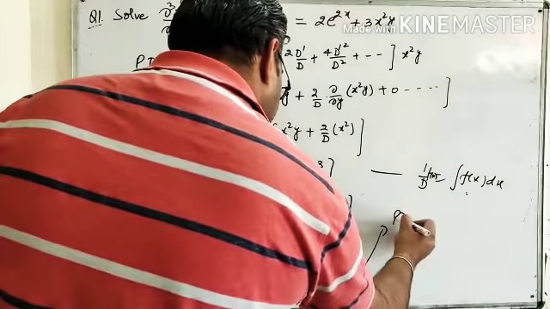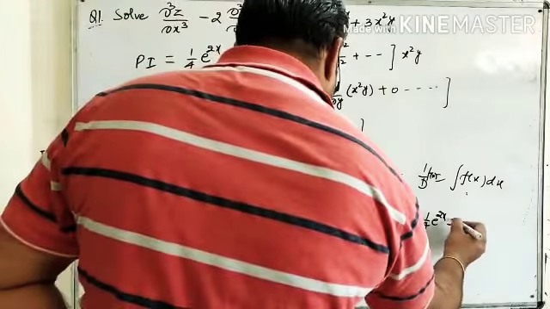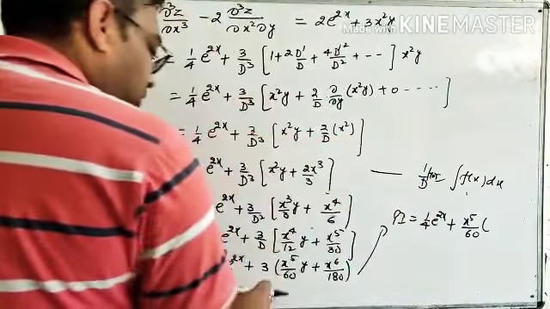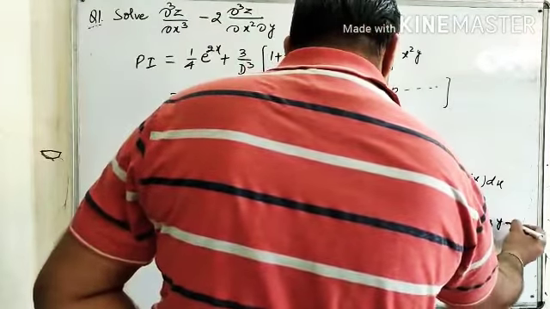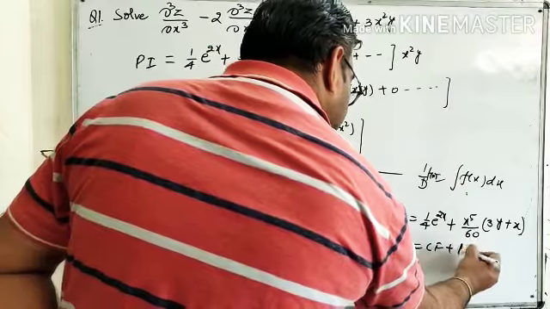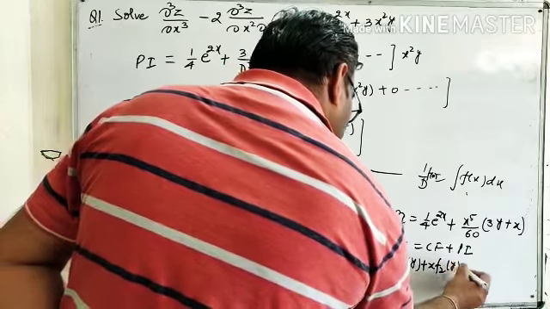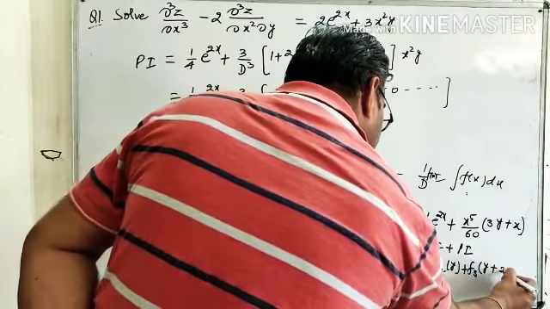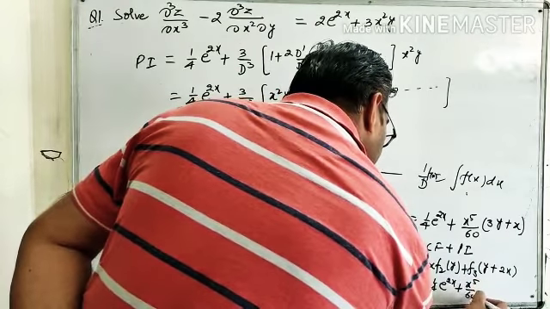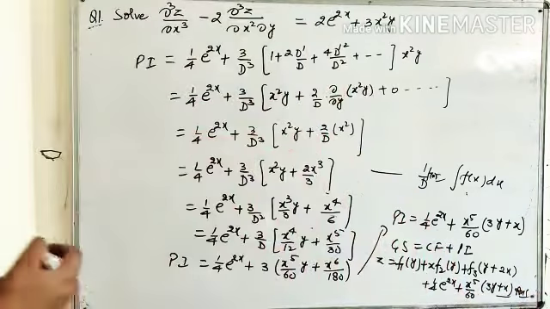Or we can write PI in the extended form: 1 upon 4 e raised to power 2x plus 60, and x raised to power 5 also can be taken in the common. So this will become 3y plus x. Hence, the general solution is z equals CF plus PI, or z equals f1(y) plus x f2(y) plus f3(y plus 2x) plus 1 upon 4 e raised to power 2x plus x raised to power 5 by 60 (3y plus x). This is the complete solution of this type of problem.